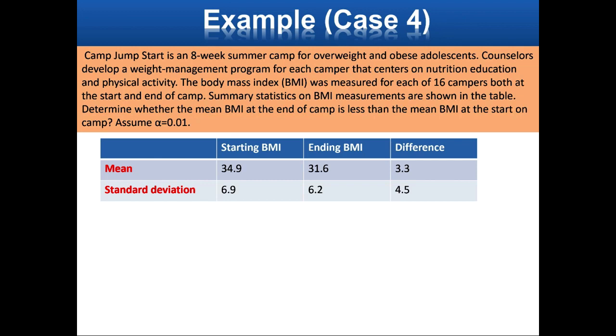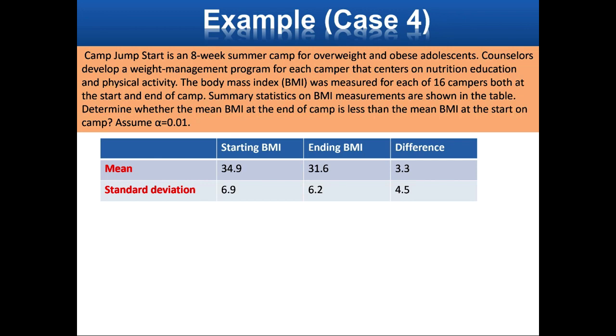Here is example 4. There will be a summer camp for overweight people, and they will develop a program. We need to figure out that BMI was measured for 16 campers at the start of the camp and at the end of the camp. And this table is the summary statistics.